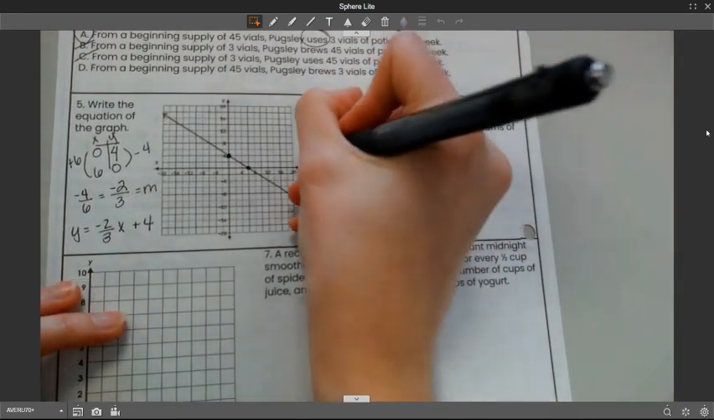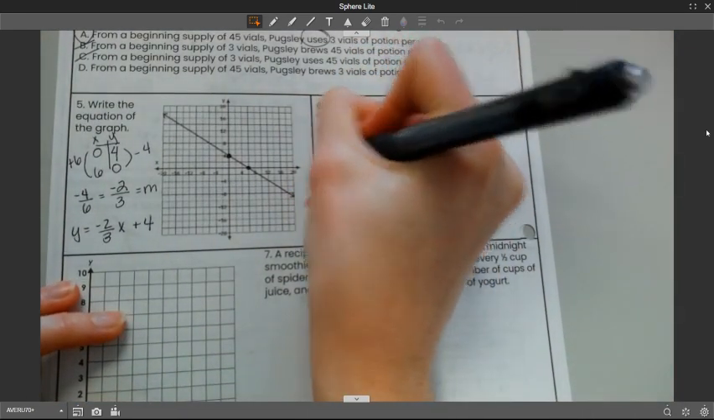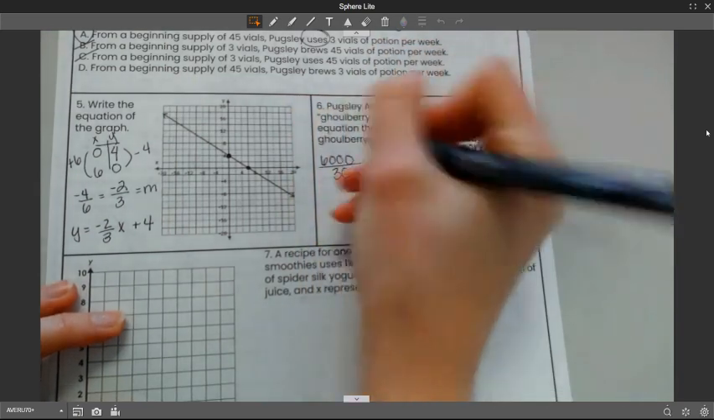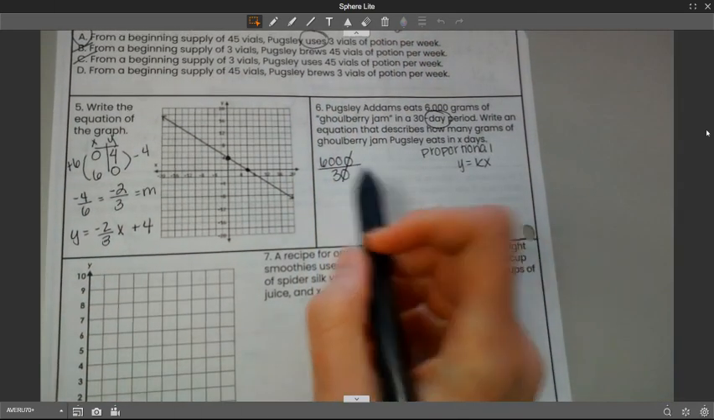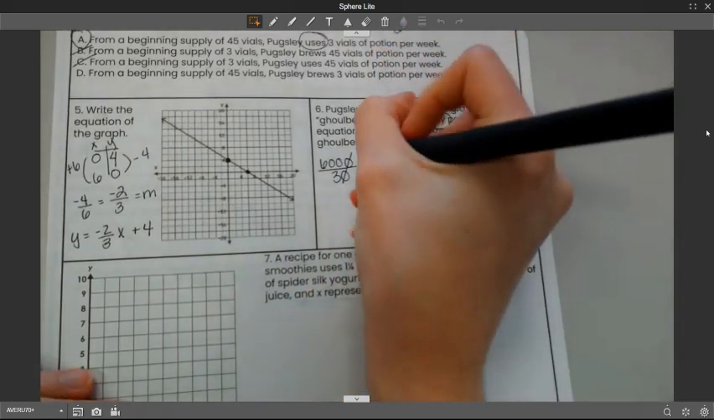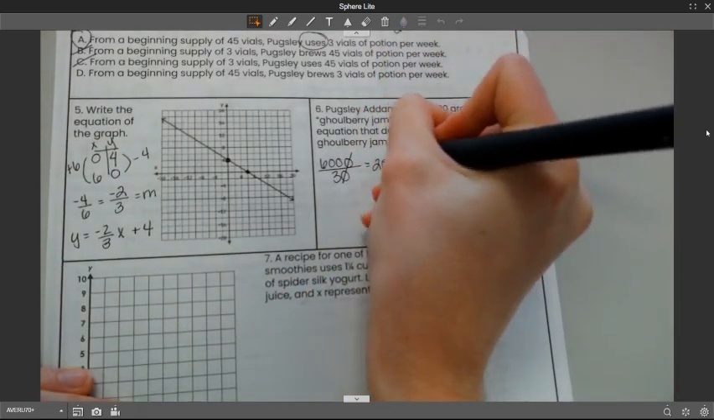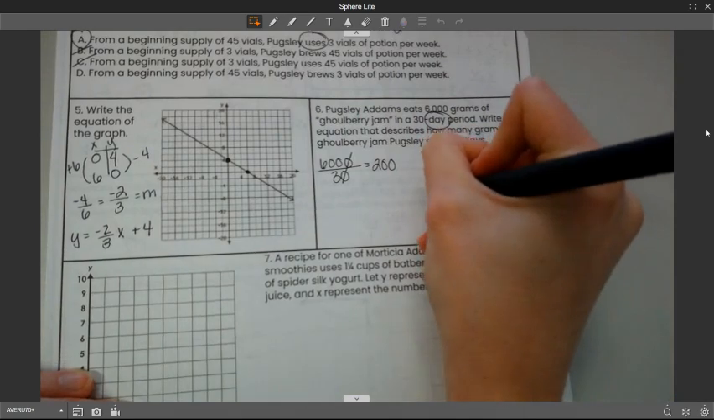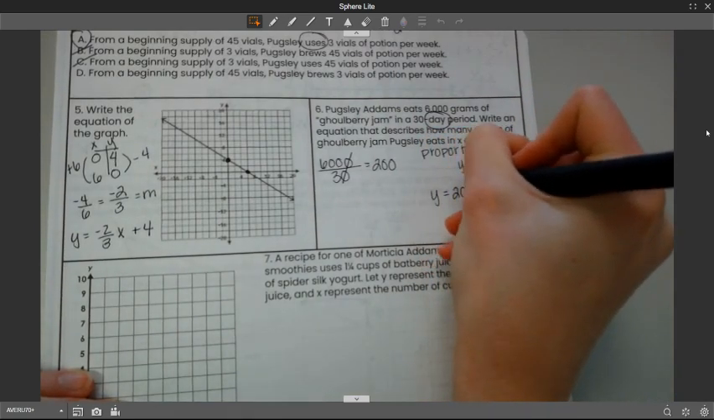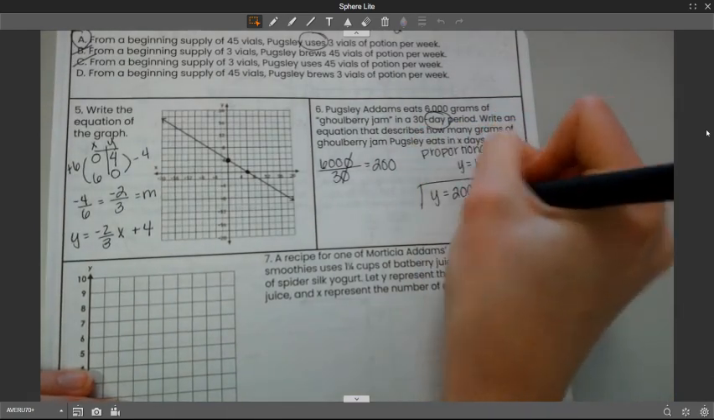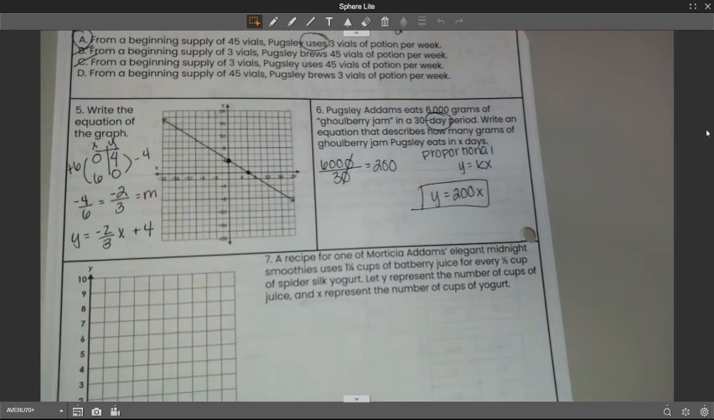To find our k value, we're going to do y divided by x. Time is always independent. It's always x. So I'm going to be doing 6,000 divided by 30. Well, I can cancel a 0 from each of those. So now I have 600 divided by 3, which is 200. So that's our k. So y equals 200x would be the equation that represents what Pugsley is eating.